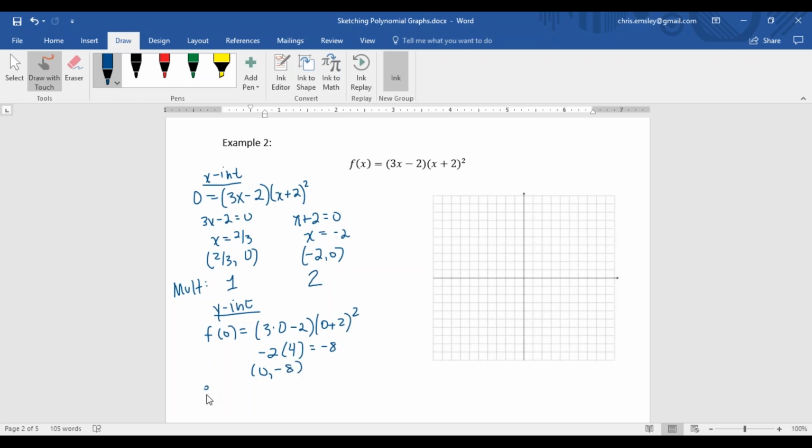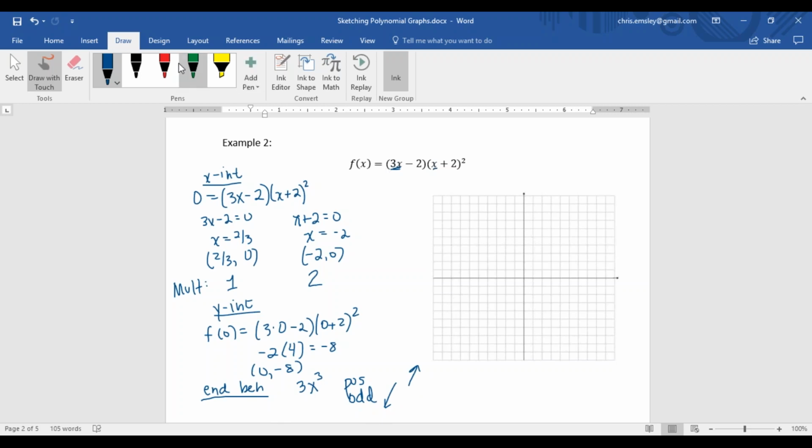And then finally, we want to talk about the end behavior. So what would our leading term be? Again, this is already factored, so we have to think a little bit. If we multiplied all our x values, we'd have a 3x. And when this piece got squared, we have an x squared, so our leading term is going to be 3x cubed, which is, again, a positive coefficient and an odd degree. So that means down on the left and up on the right, just like a positive linear function.